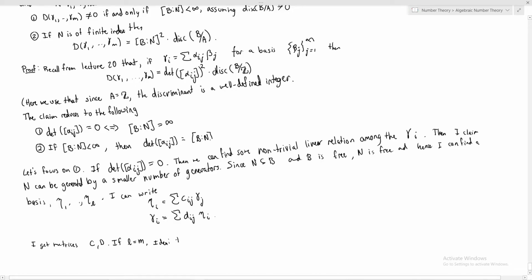So the linear combination of gamma i's, which is 0, will induce, okay, so forget the matrices, will induce a linear combo of eta i's, which is 0.